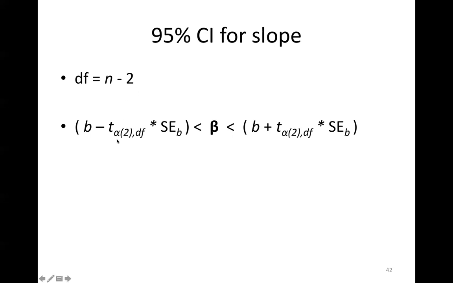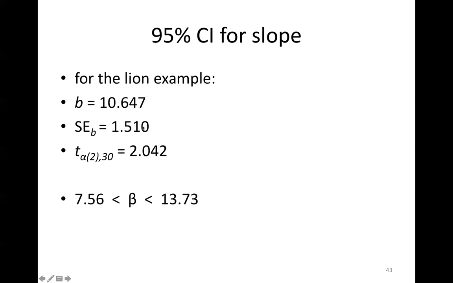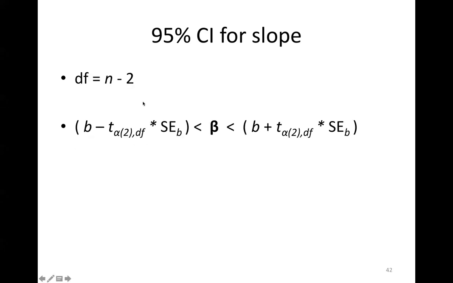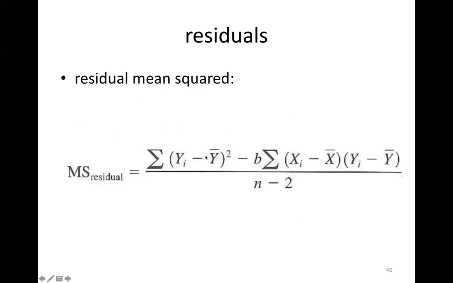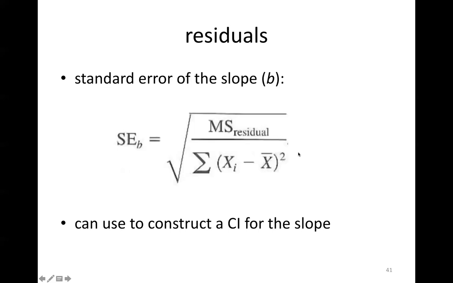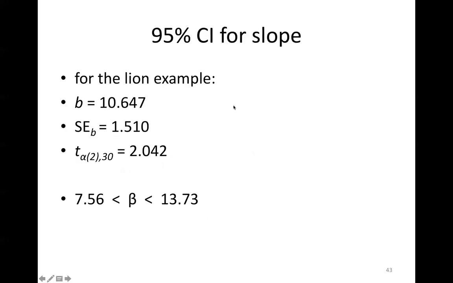Okay, and the critical values for the t-distribution, we would be using degrees of freedom n-2. For the line example, we had a slope of 10. We can calculate this by multiplying these and calculating over these elements. You can calculate the residual mean squares, divide by the sum of squares for x, take the square root, and there we have our standard error.